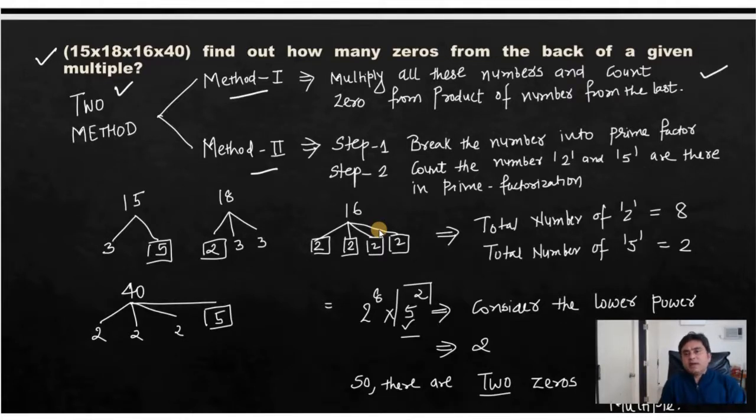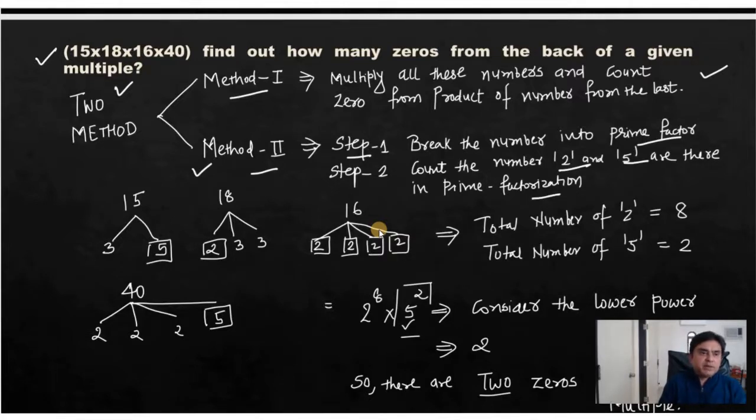Yes, this method is fine if it is a smaller number, but if the number is getting bigger and bigger, or perhaps it cannot be done on the calculator very fast, then what is the method? For that there is a second method. In the second method we break the numbers into prime factors, and then count the number of 2's and 5's in the prime factorizations.